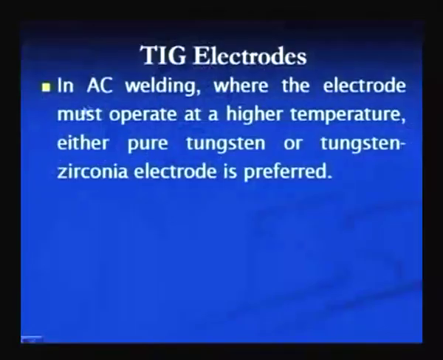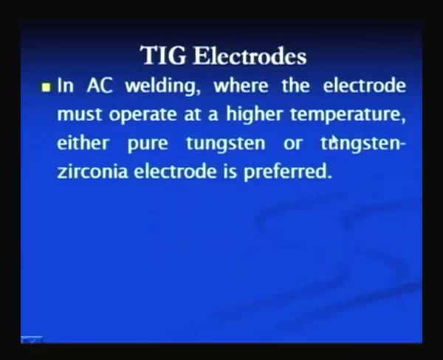The TIG electrodes can work with AC or with DC, but tungsten electrodes for AC welding should have good electron emissivity. If the electron emissivity of the tungsten electrode is poor, the arc stability and its maintenance will be a major problem.